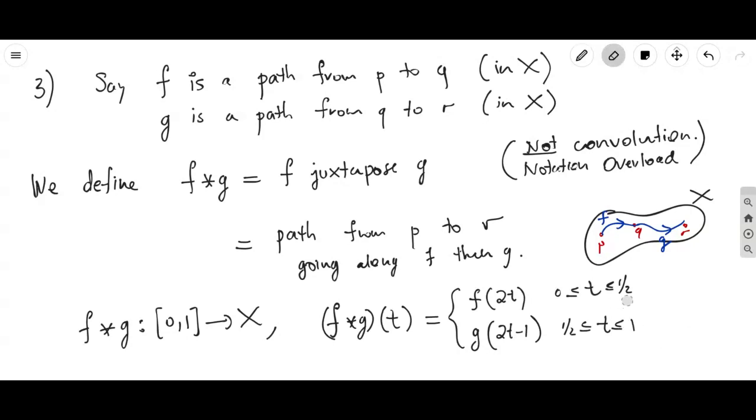Notice if t is equal to a half, this is F of 1. F of 1 is the endpoint of F, which is Q. When t is equal to a half, G of 2t minus 1 will then be G of 1 minus 1, which is G of 0. G of 0 is the beginning point for G, which is Q. So the two points coincide. Because these two functions agree on the overlap, when t is a half, this is going to be a continuous function. They glue together into a continuous function. And when t is 1, this is G of 2 minus 1, which is G of 1. G of 1 is R. So you've constructed a path from P to R, and this is called juxtaposition.